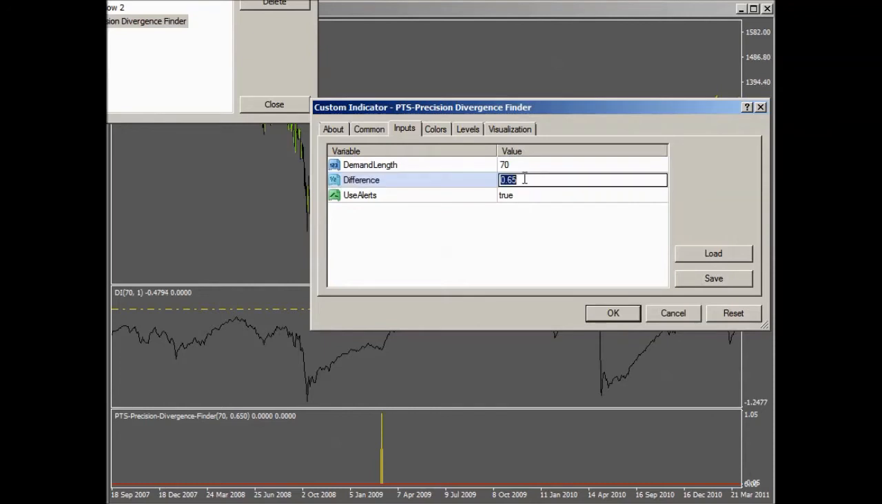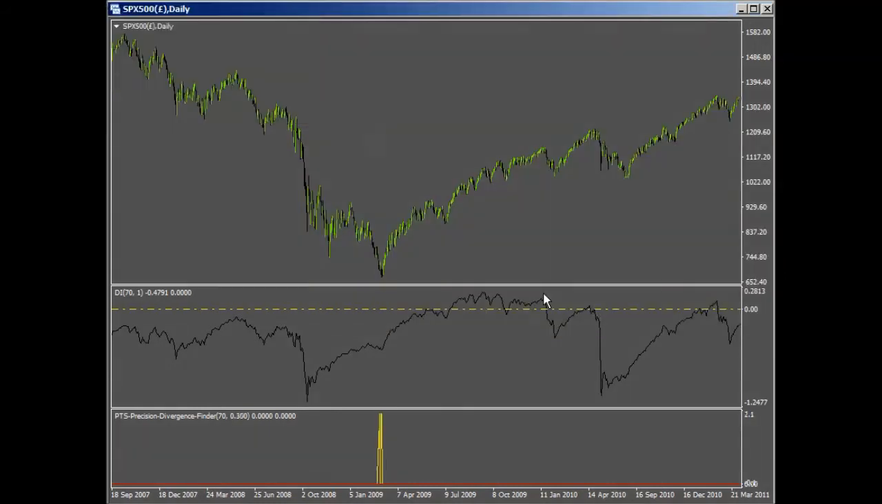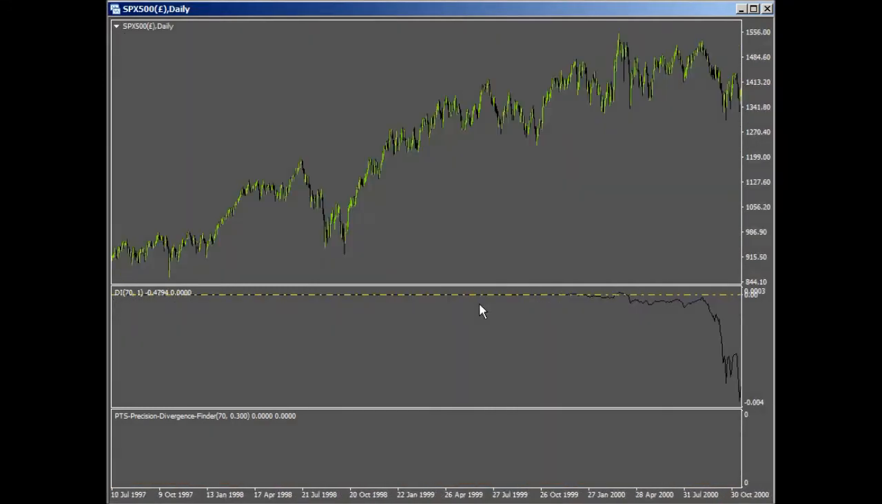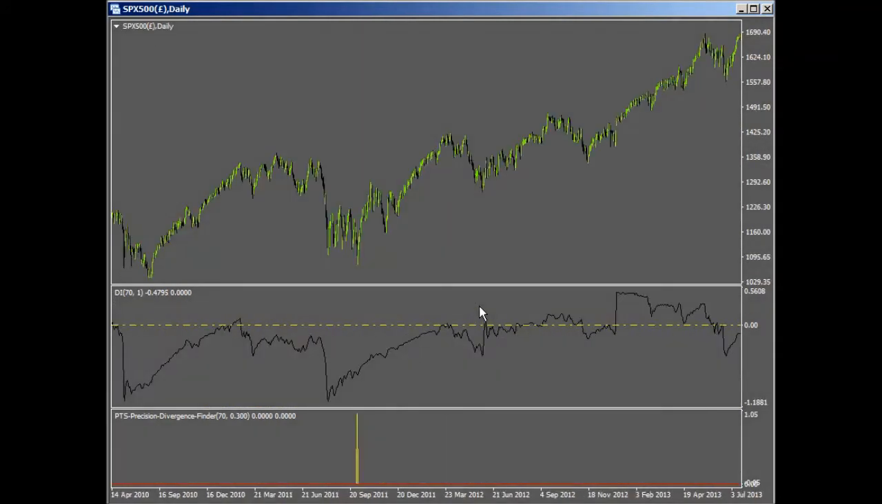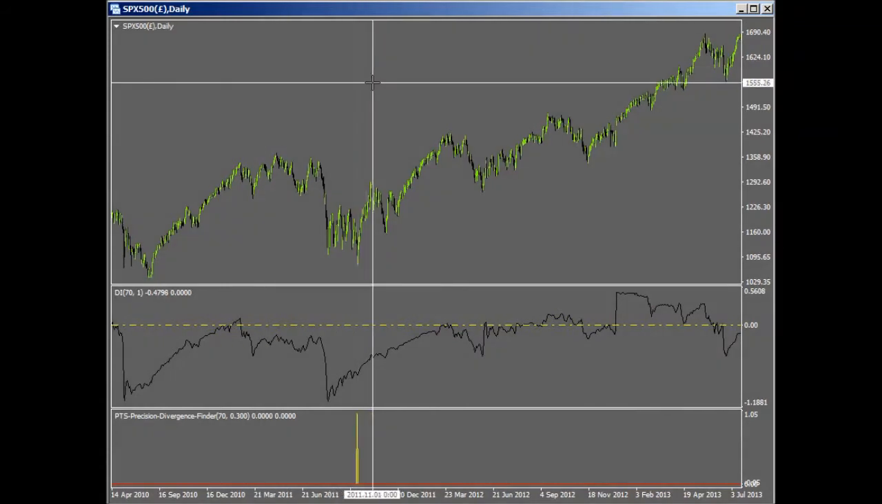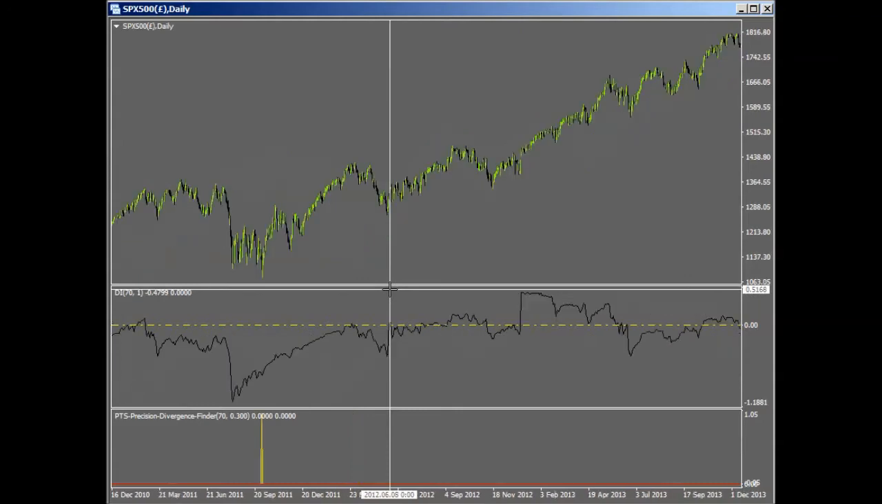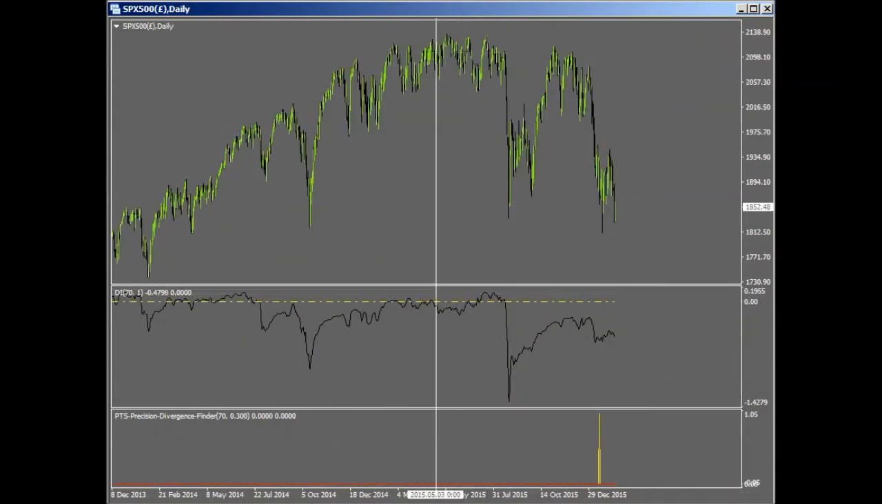If I change this to a smaller number like 0.3, we're going to find more divergences because there'll be more of them with the smaller amount. I'm not sure how many there'll be, but there should be some. There's another one which occurred here, September 2011, which is also another excellent signal. They're not all excellent, as I'm going to show you.